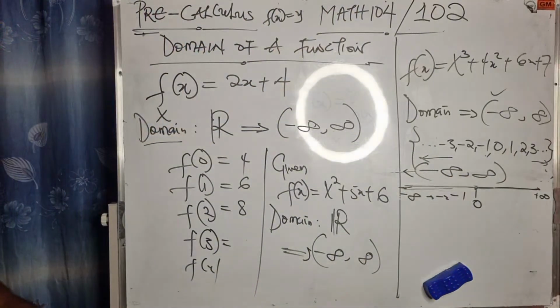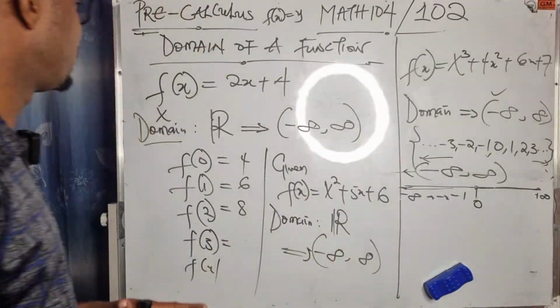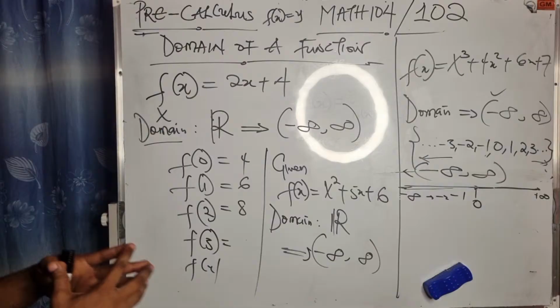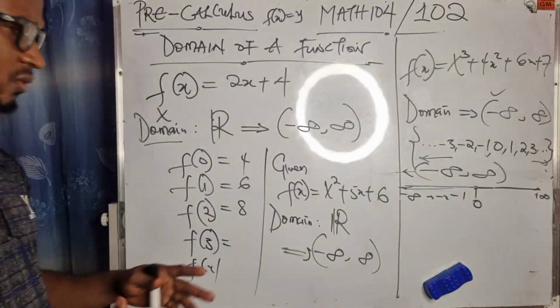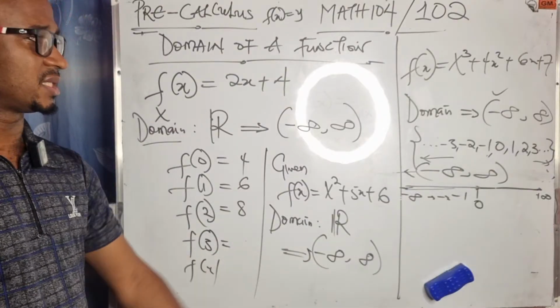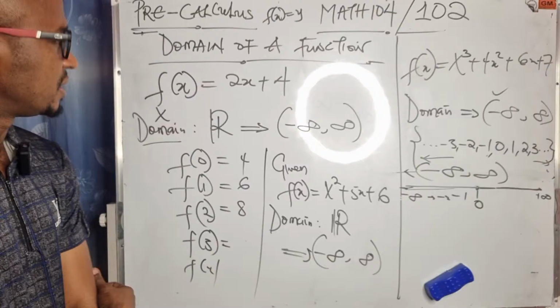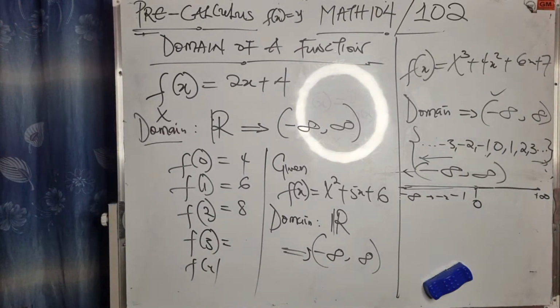In any way you want to explain this, all we just know is that whenever it involves a polynomial function, the domain is always real numbers, which includes negative infinity to positive infinity.